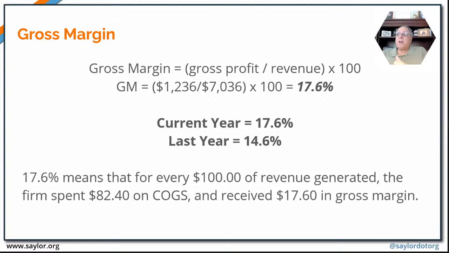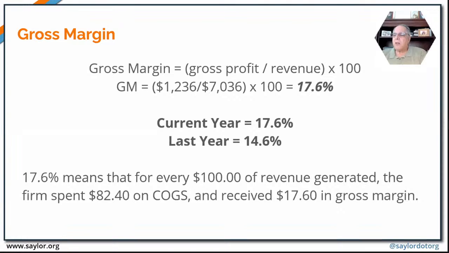Now, is that good, bad, indifferent? And the answer is I don't know. We'd have to see what was the plan, what was our target for a gross margin at this point in time. If it was less than 17.6%, then we've at least exceeded our target. I don't know if that means that it's a spectacular performance yet. There's a lot more analysis to do, but at least we're starting to think about what's happening.